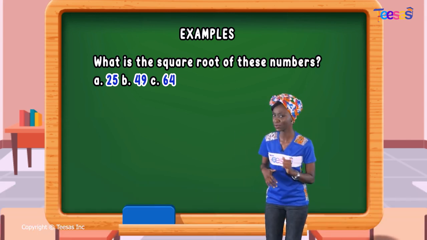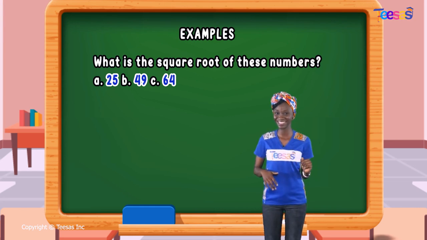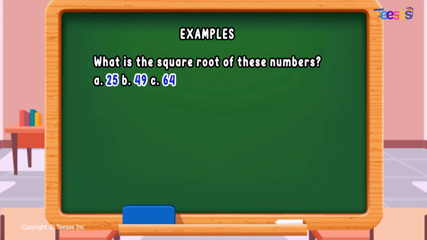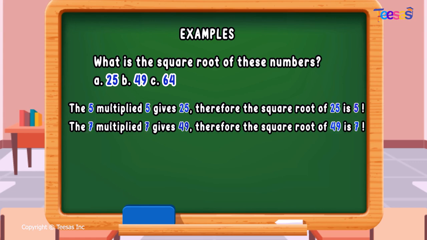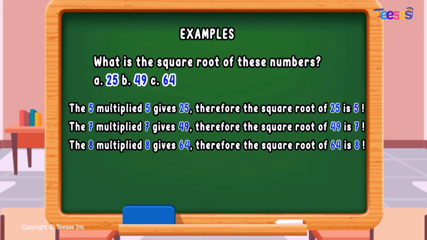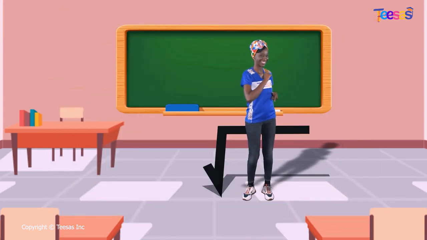Okay, let's find the square roots of these numbers. 5 multiplied by 5 gives 25. Therefore, the square root of 25 is 5. 7 multiplied by 7 gives 49. Therefore, the square root of 49 is 7. 8 multiplied by 8 gives 64. Therefore, the square root of 64 is 8. You see, it's as easy as A, B, C.